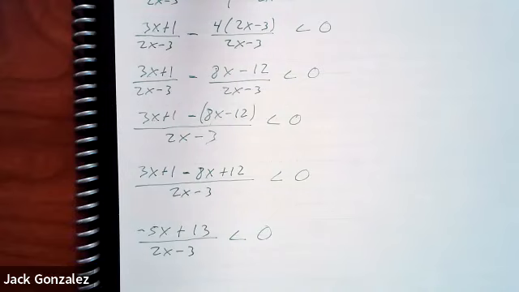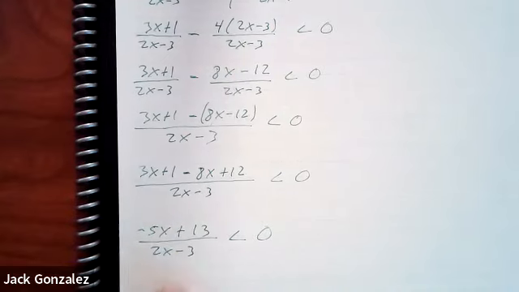Would you still go about testing for them? Yeah, we still gotta do test points, but the values we're gonna test around are the ones that make the denominator 0. So that's where it changes.